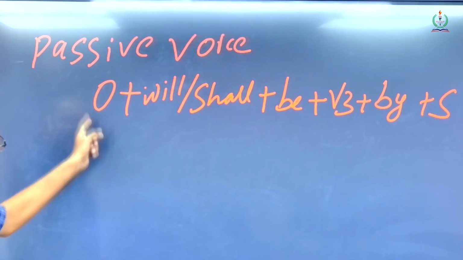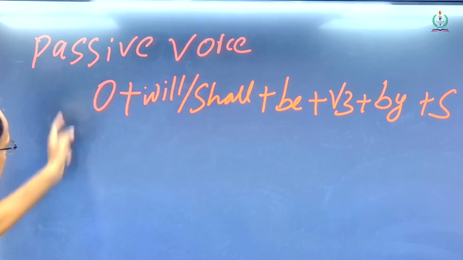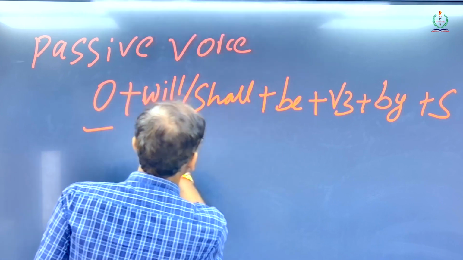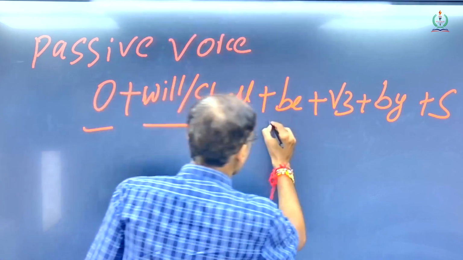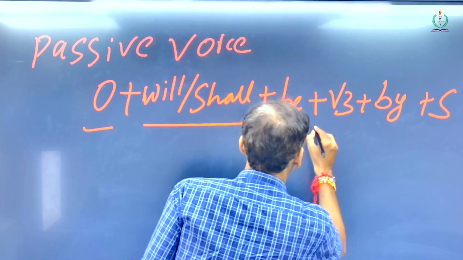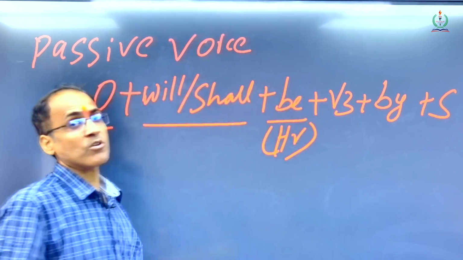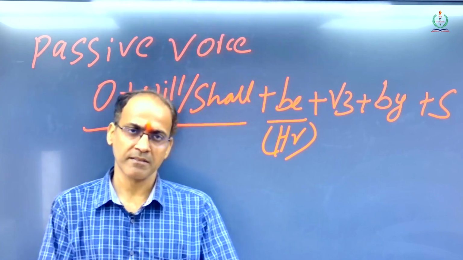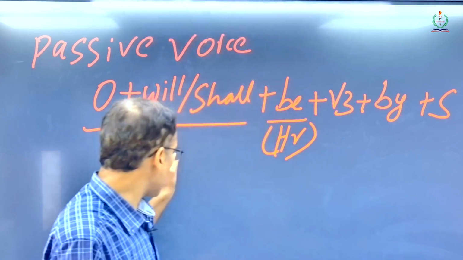Object will be there, object will become the subject over here, will or shall, whatever is being used in future indefinite tense, that will be there. Then be form of verb, this will be added as the helping verb in this sentence. Be has to be there because the basic structure of passive voice is similar, whatever may be the tense. So this is an example of future indefinite tense.